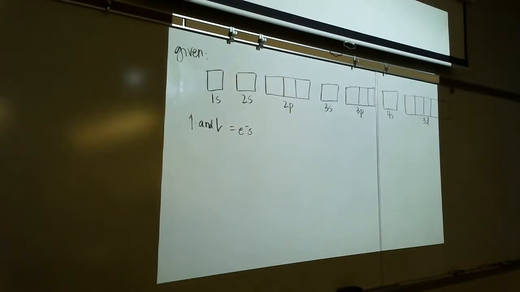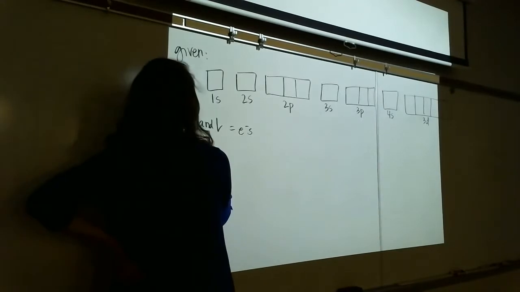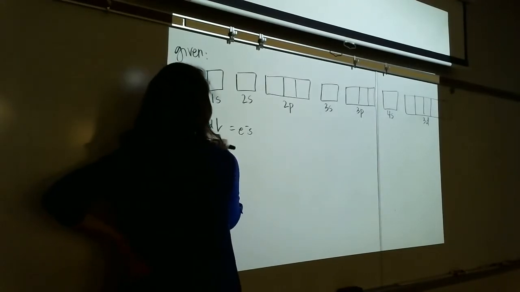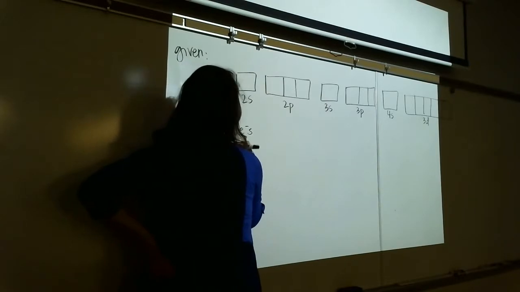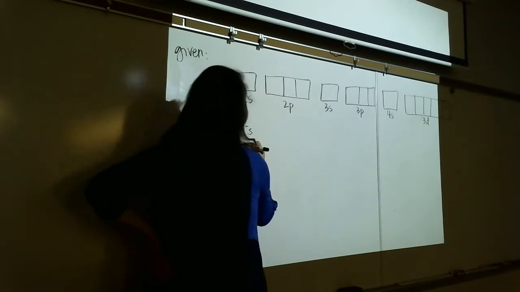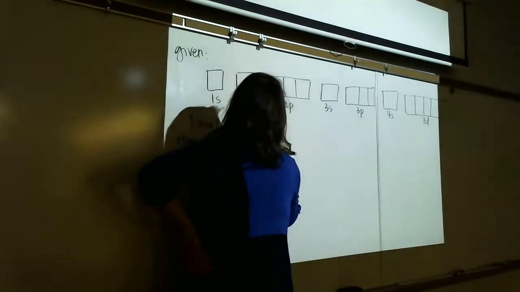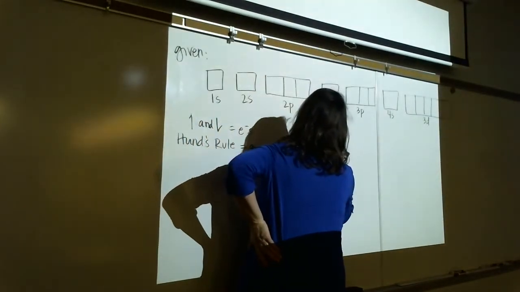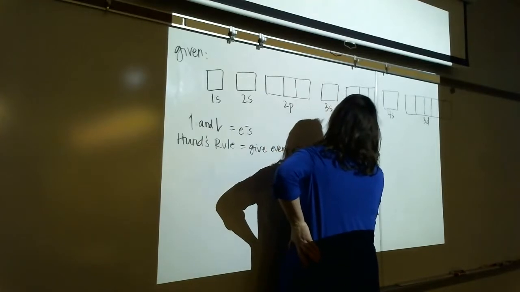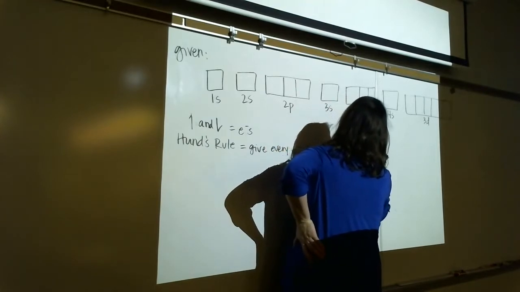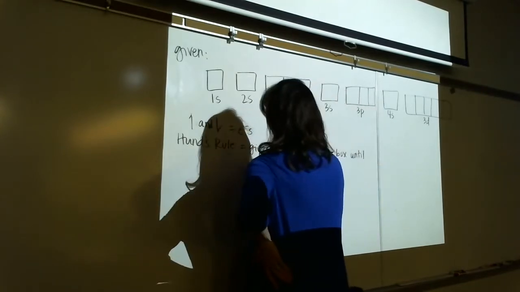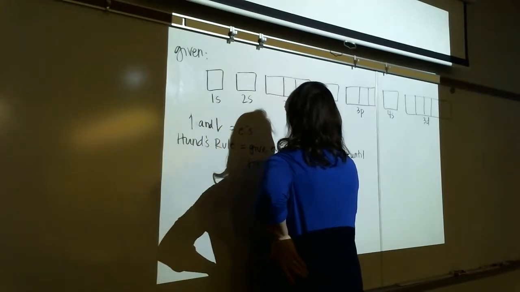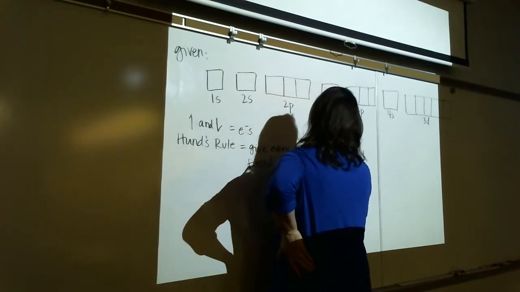All right. Oh, I forgot to talk about Hund's rule. Hund's rule says, in layman's terms: give every electron its own box until forced to pair up.